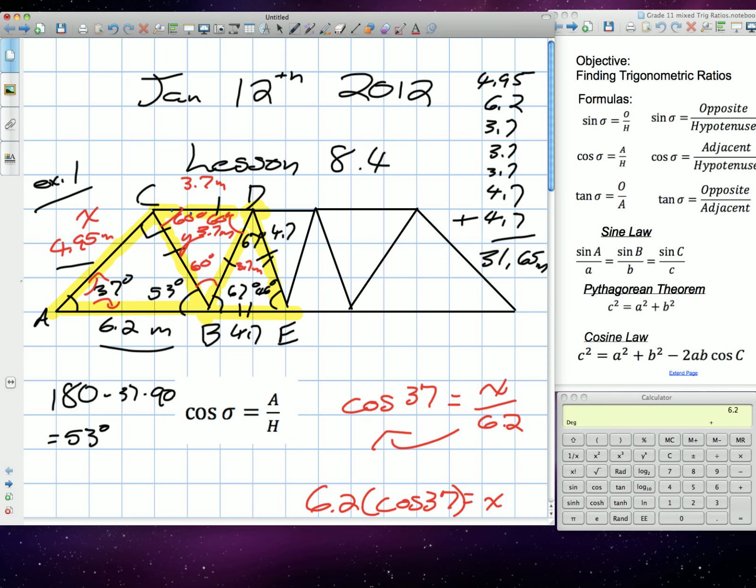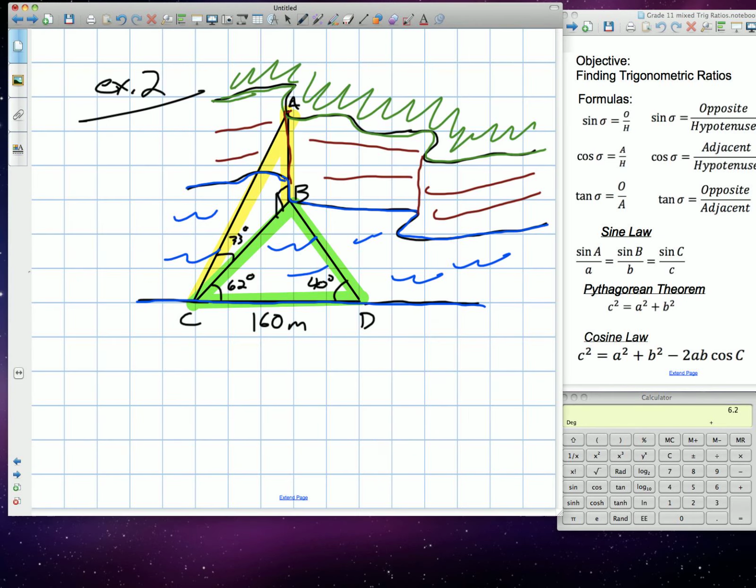Okay, example number 2. Example 2, we have a three-dimensional shape. What that means is this green part of the triangle is across a river. The river is horizontal. The yellow triangle is a vertical triangle. That's why it's a right angle triangle. If you look at this as flat, it doesn't make any sense. You need to think of it, this brown part is a cliff. This is the top of the cliff where it goes flat again. There's a river at the bottom of the cliff.